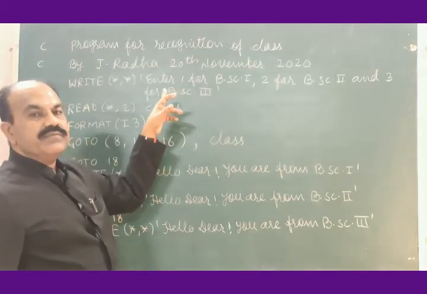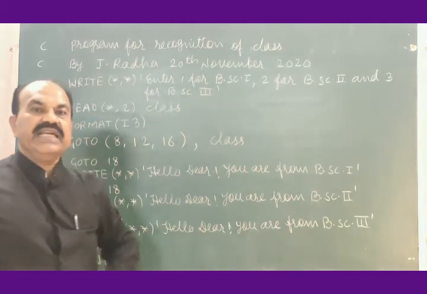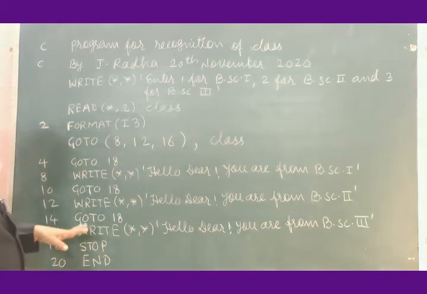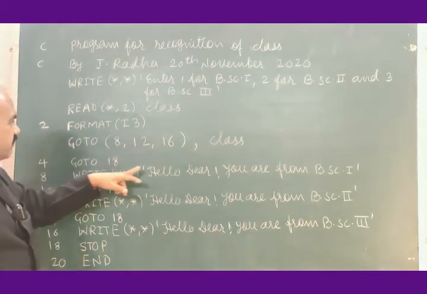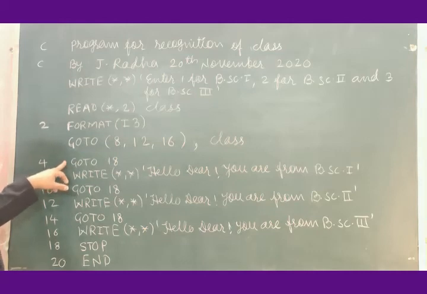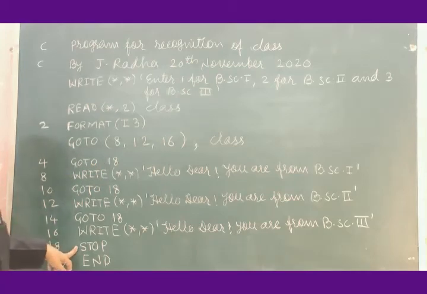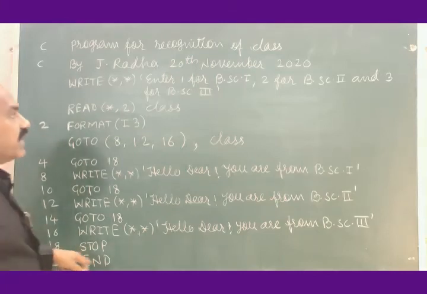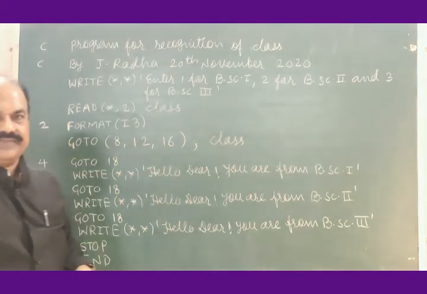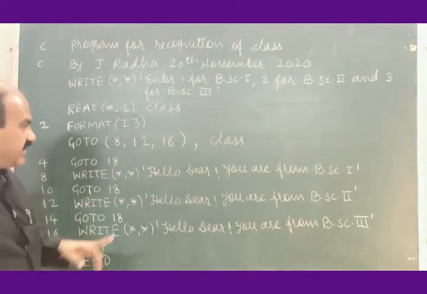If you enter for class, instead of 1, 2, 3, something else, if you enter 4, what will happen? This will not be executed, it will come here. As soon as it comes here, it will ask the control to go to statement 18. What is 18? Stop. So if you enter any number other than 1, 2, 3, this will not be executed.